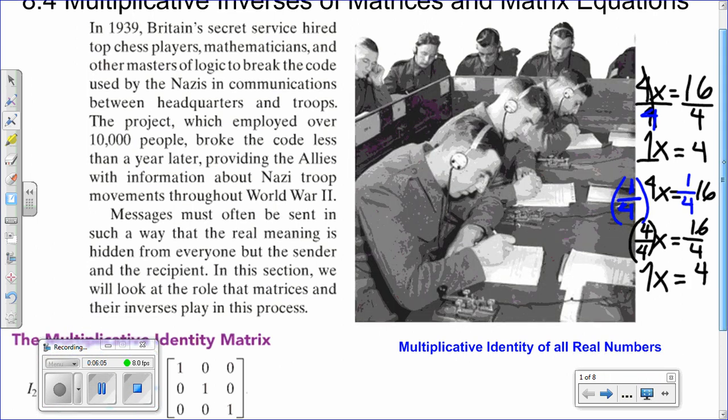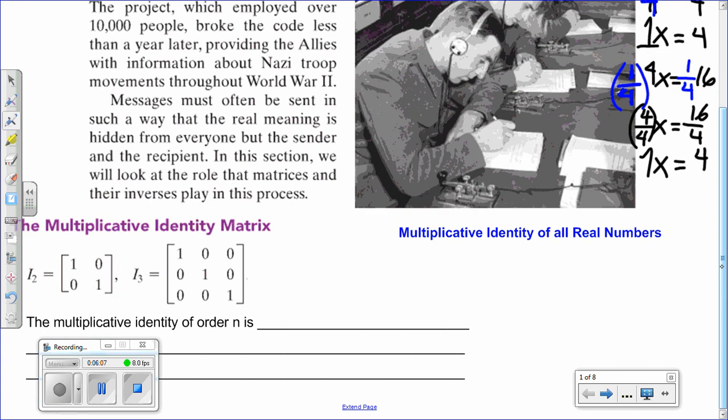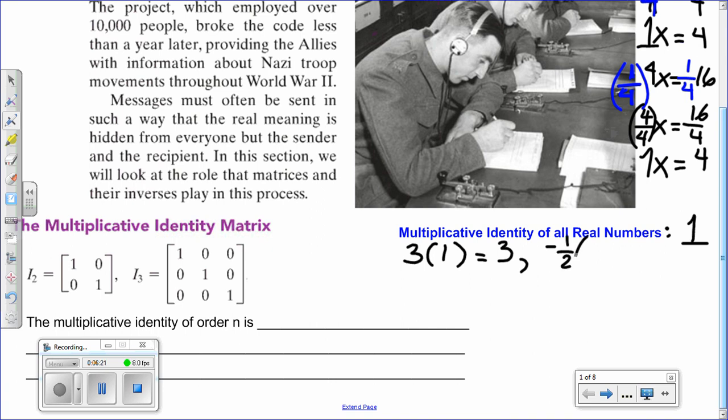We're going to be using those two words a lot, inverse and identity. The multiplicative identity for all real numbers is 1, because if you have any number and you multiply it by 1, you get the same number, whether the number is positive or negative or a fraction.